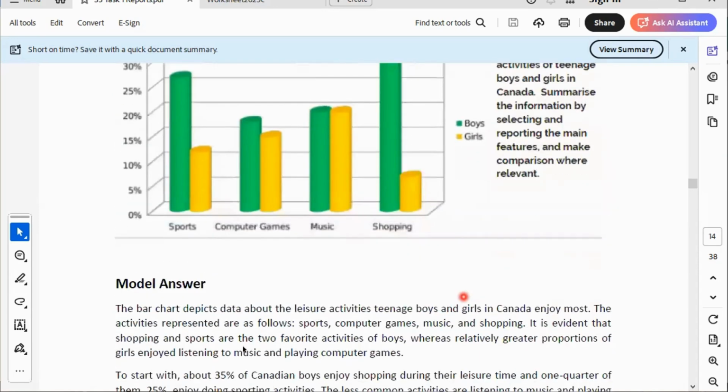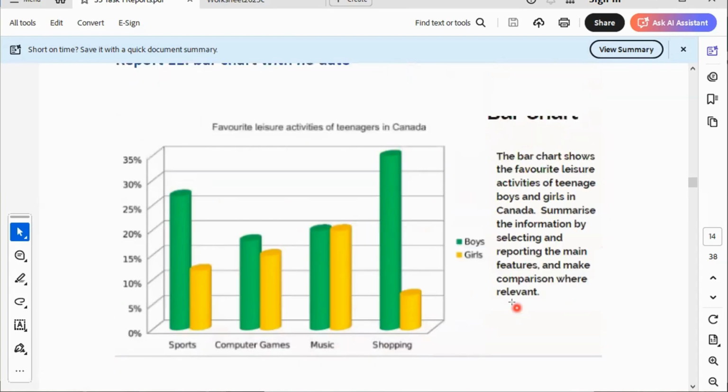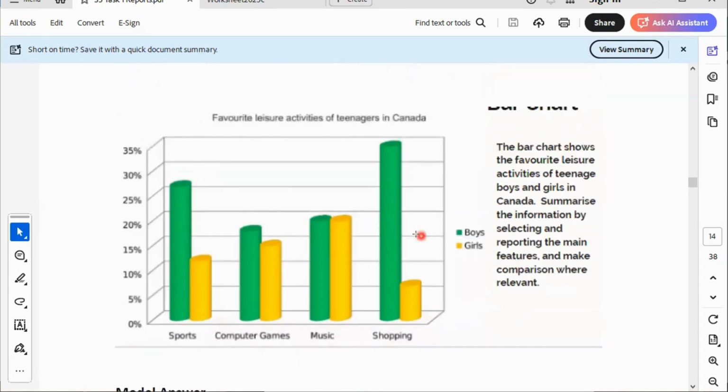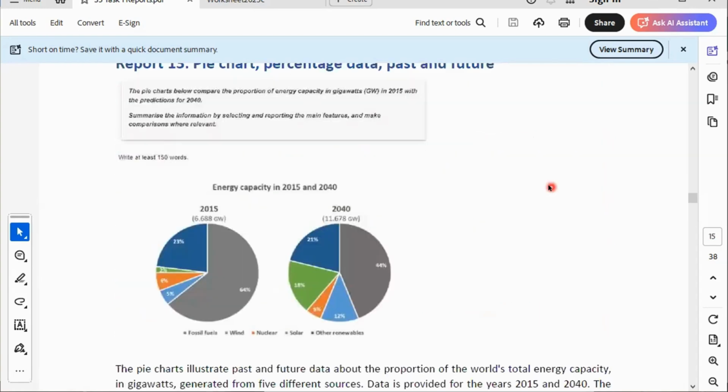This one does not have a when. The bar chart depicts leisure activities. That's the what, the where. There's no date here, so there's nothing about when. What, where, and when. This one, the bar chart compares unemployment rates. That's the what. Where, 5 European countries. 2005, when. So that introduction must be accurately constructed.